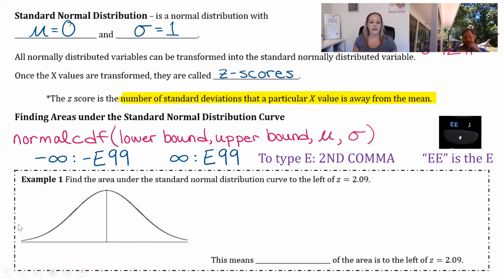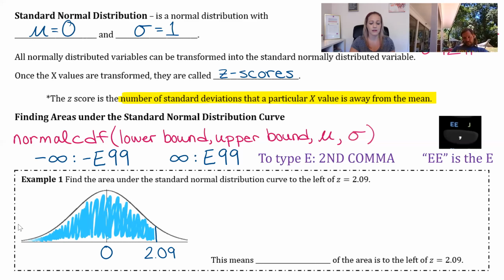Okay, so let's do an example, and you guys will see how easy this stuff is. Example 1 says to find the area under the standard normal distribution curve to the left of z equals 2.09. Whenever I do these problems, I always like to label what the mean is. That's going to be in the center. Since we're talking about a standard normal curve, I know it's going to be 0. And then my z value is 2.09. Positive 2 is obviously larger than 0, so I know that 2.09 is somewhere over there, definitely to the right of 0. And what we're looking for is the area to the left of that, so I'm going to shade in that area under my curve. That area is what I'm going to try to find.